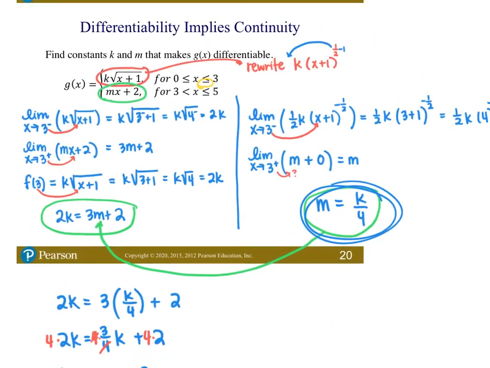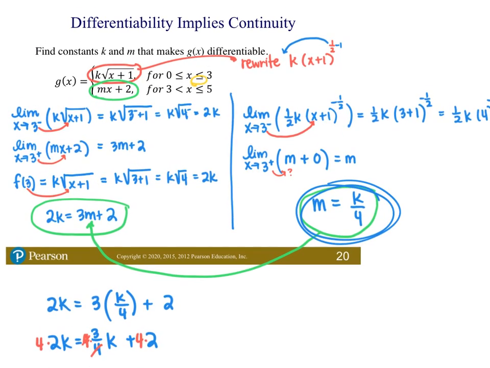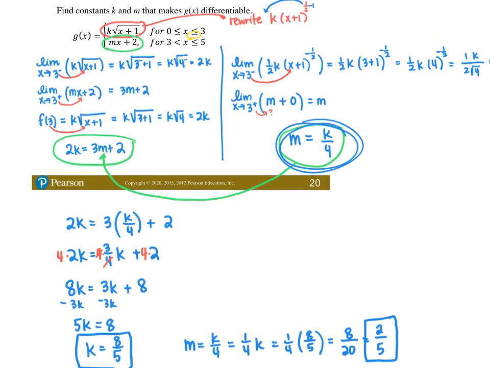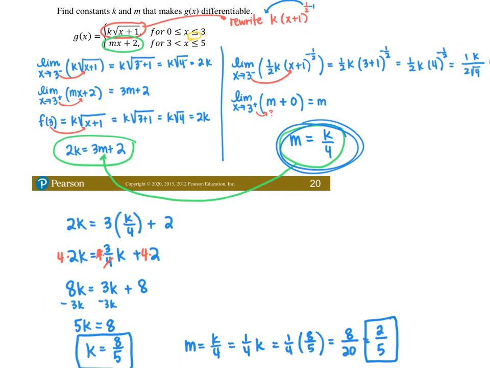So I did continuous first, and I got a conclusion. Then I did differentiable second, and I got another conclusion, and then I combined those two together because they both have to be true. And I substituted one in for the other to solve. So that's kind of a heavy-duty question. That's going to take the most brain power and the most work for you in terms of differentiability.